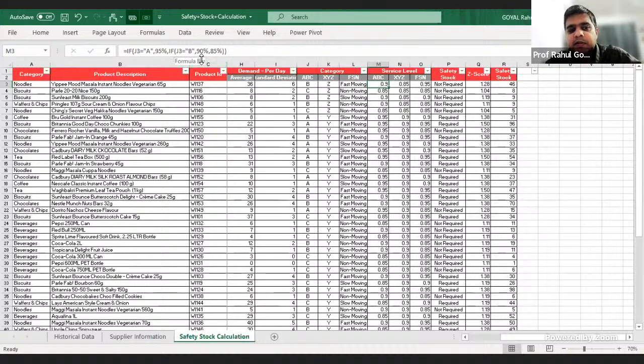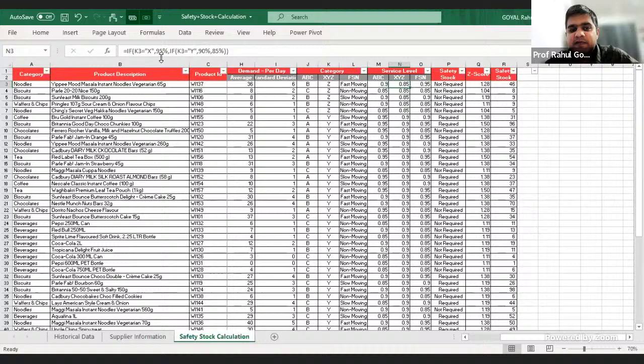So if it is an A class SKU, the organization wants to fulfill 95% orders, right? So 95% of the orders they should be able to fulfill at any point of time. If it is a B class SKU, 90% service level, C class SKU, 85% service level, right? It is very clear from this formula that in ABC classification, if they identify any SKU as A class, they want to keep service levels very high.